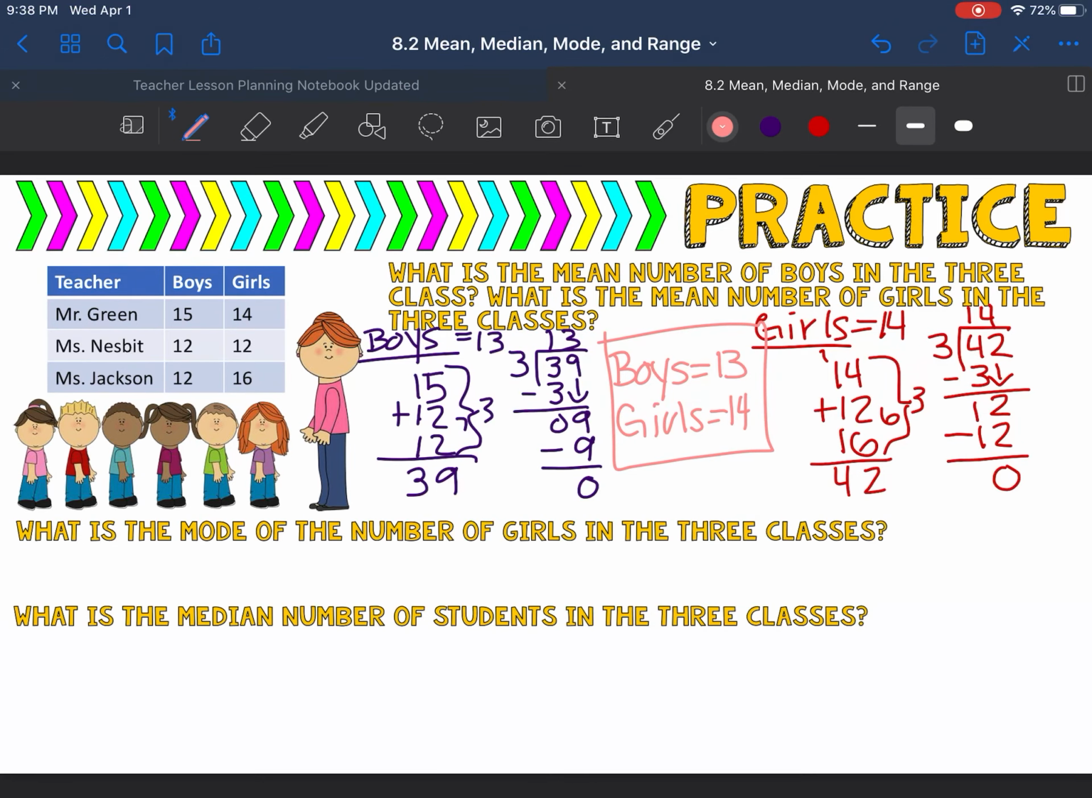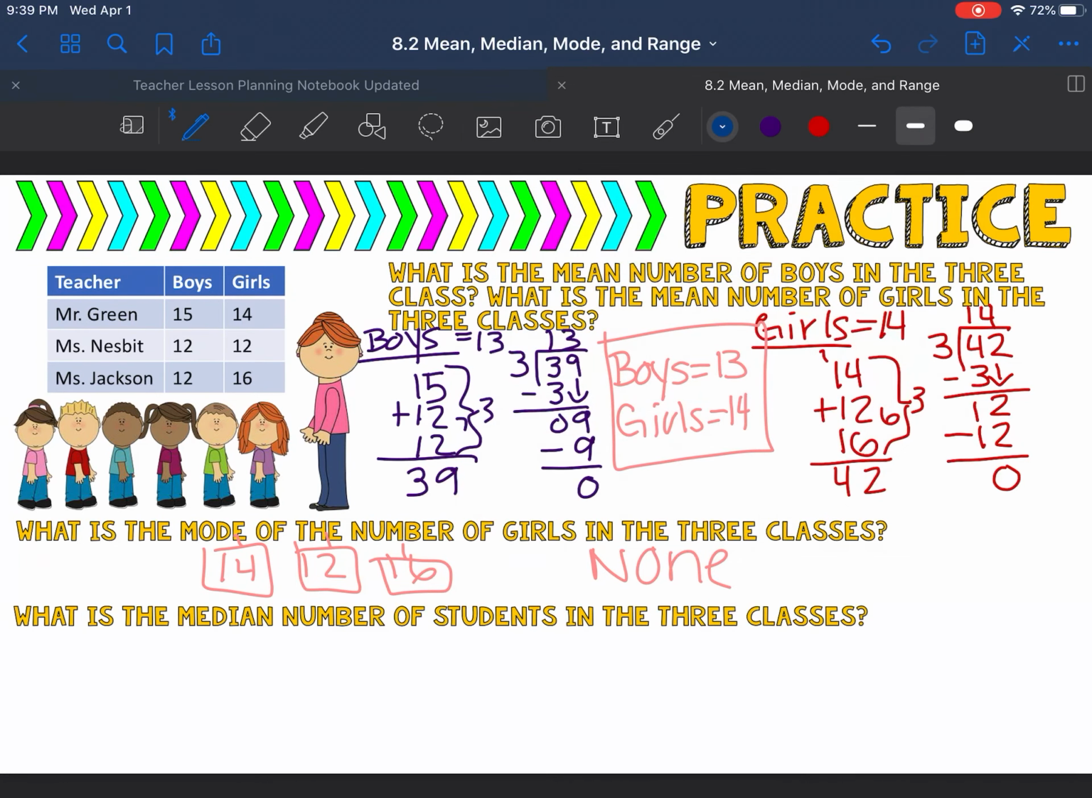All right, so now what I need to do is see what is the mode of the number of girls in the 3 classes. Okay, so in order to do that, I'm going to count and see, do any of my numbers repeat? Well, I have 14, I've got 12, and I have 16. Do any of my numbers repeat? No, because remember, mode is the most. What number shows the most? And that would be none, because they are all 1.